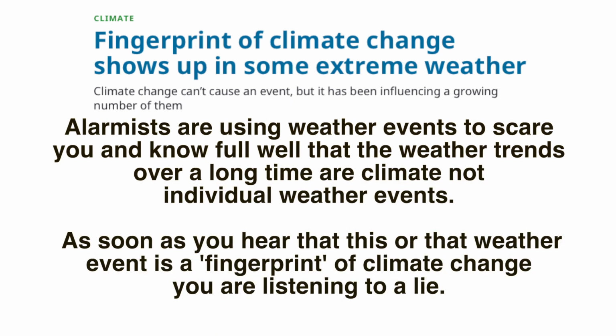Alarmists are using weather events to scare you and know full well that the weather trends over a long time are climate, not individual weather events. As soon as you hear that this or that weather event is a fingerprint of climate change, you are listening to a lie. Because nobody can tell you from individual events. They have to look at a pattern over a long time to see if it's a climate change.